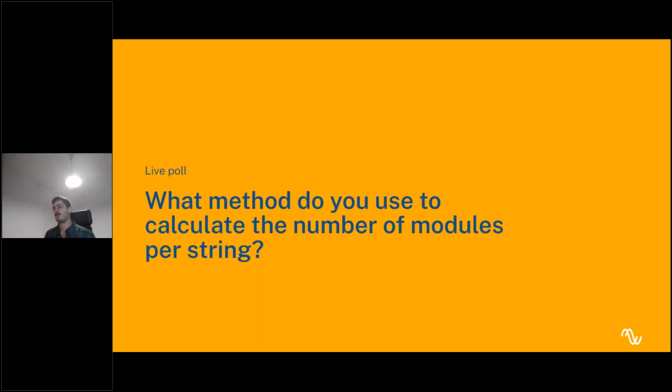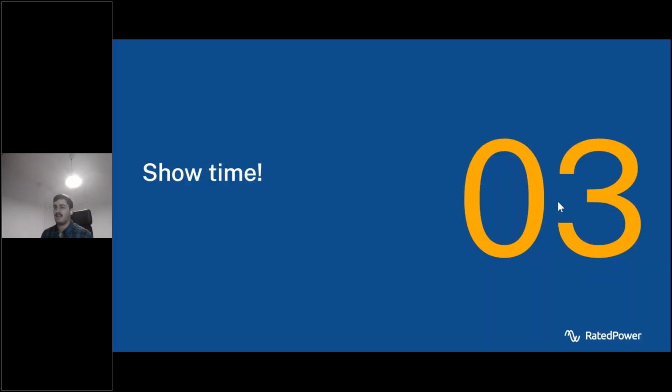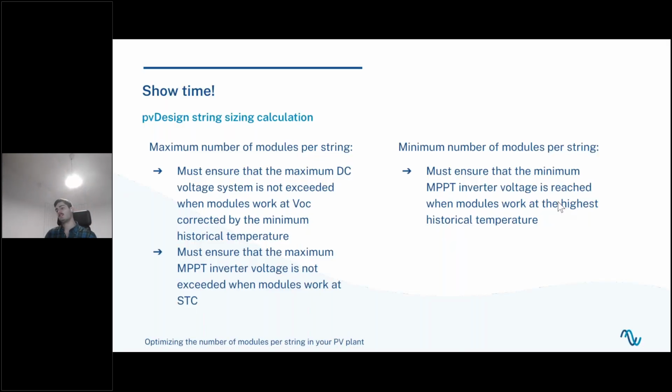Okay, so being back to the presentation, now it's show time. So I would like to present you a use case where we are going to see a way of optimizing the number of modules per string, and how we can find the best solution for our specific design.